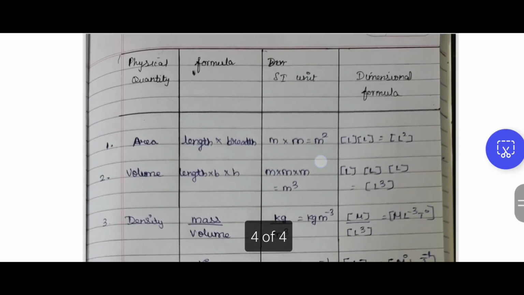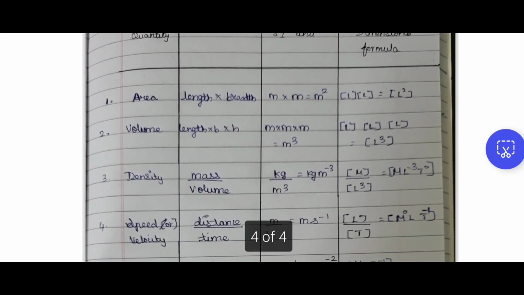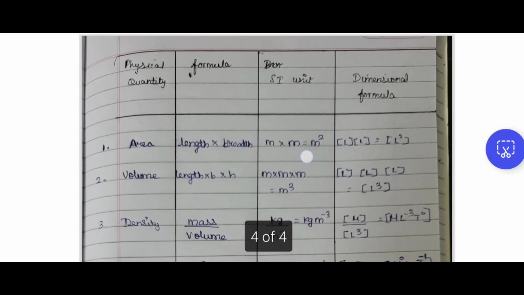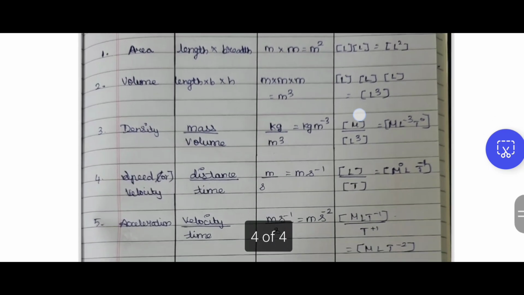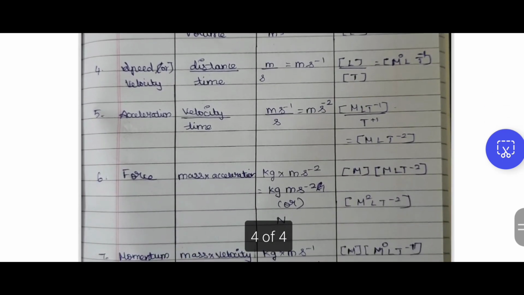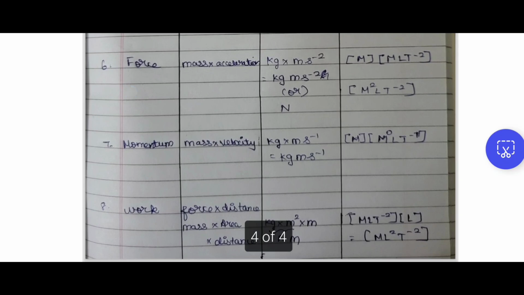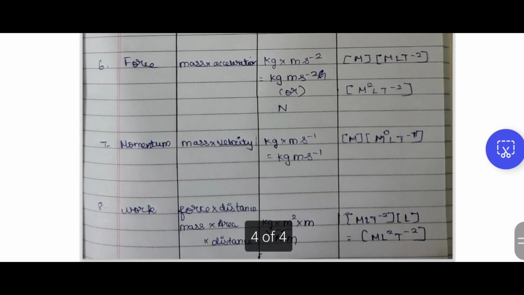This is part 1. Here we have seen the summary: how to calculate the SI unit and dimensional formula for 8 physical quantities: area, volume, density, speed or velocity, acceleration, force, momentum, and work.